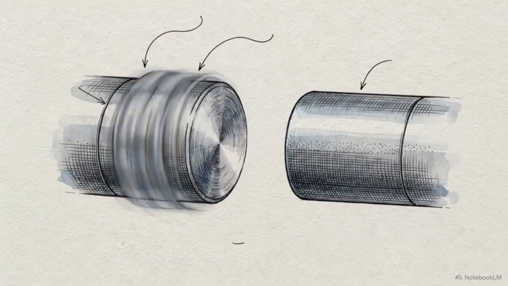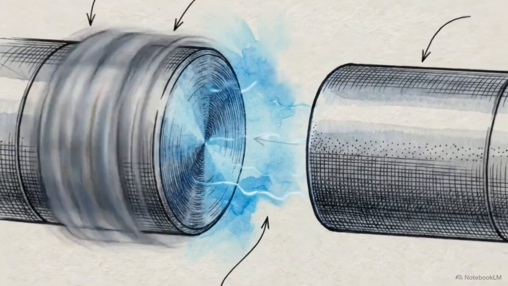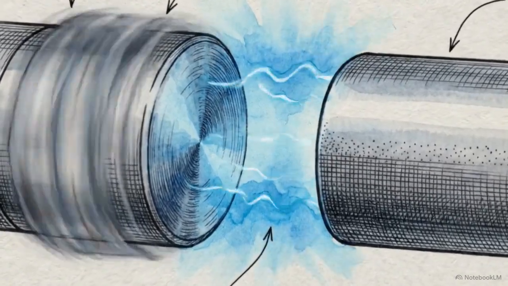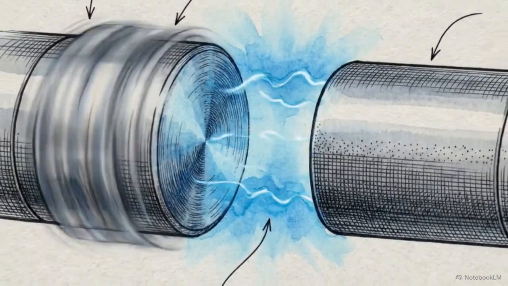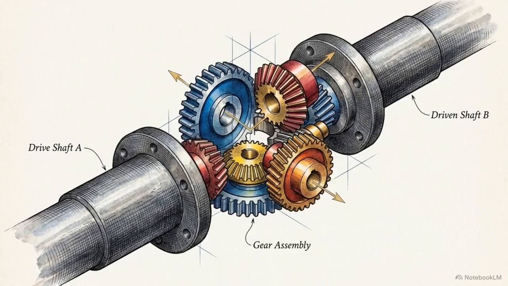To power any machine, you must solve a strict spatial problem, transferring rotation across an empty void, from a source to a destination. This is the exclusive function of a mechanical gear. It is a physical bridge designed specifically to transmit motion and power between two rotating shafts.